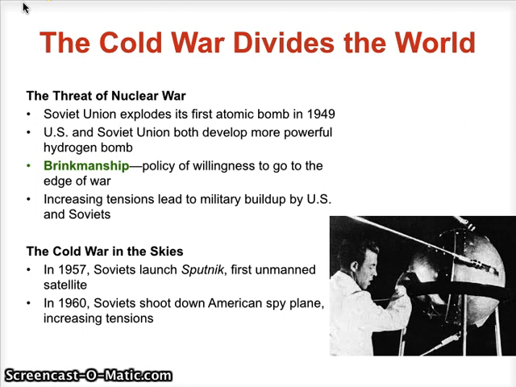The last thing is we also have a battle for the space age. Because of the development of technology, many people are starting to be able to develop technology to go into space. In 1957, we have the first satellite launched by the Soviets. This is called Sputnik. We actually have a picture of Sputnik over here, if you can imagine. In 1960, the Soviets end up shooting down an American spy plane. The fact that the Americans are spying on the Soviets makes the tensions and the threats increase.